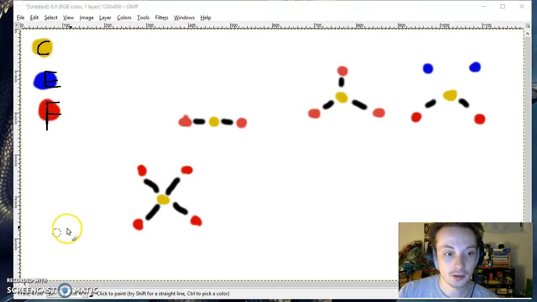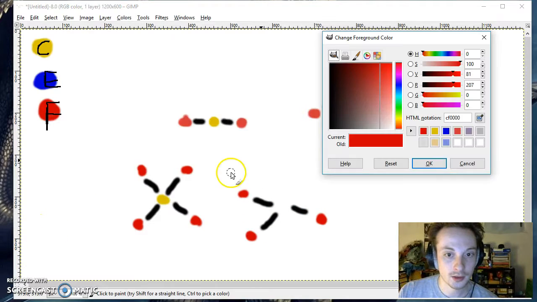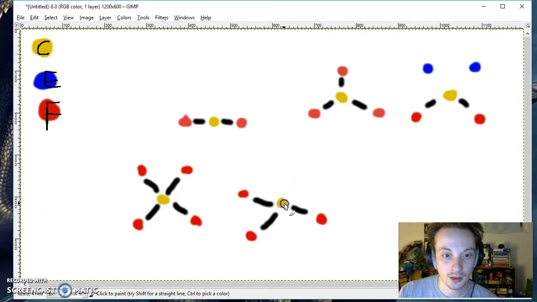There is also trigonal pyramidal. So we get 3 functional groups, and they bond to a central atom, like so. And then they also have 1 electron pair. So that is trigonal pyramidal. It has also a bond angle of about 109 degrees. A lot of things have pretty similar bond angles. 109 degrees is fairly standard. It's when there's 4 constituents, basically.